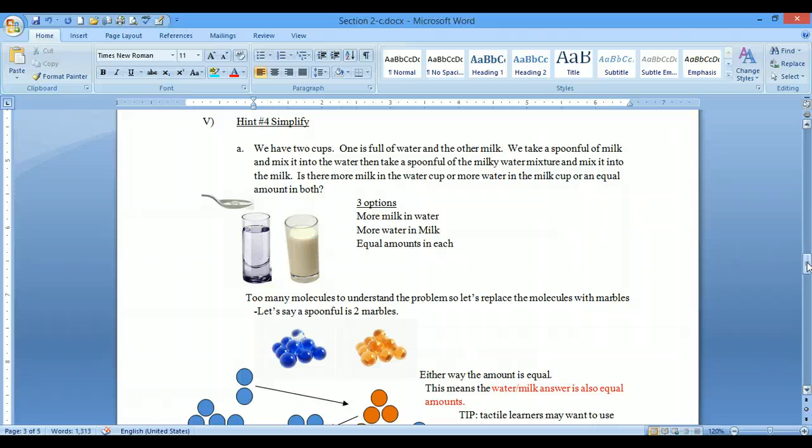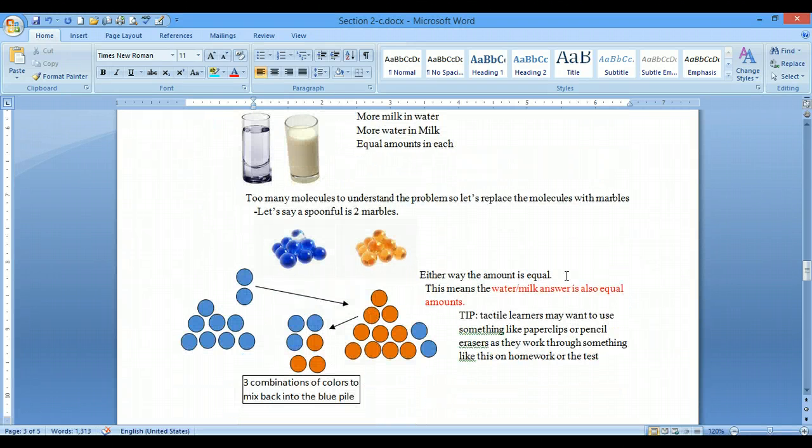So those are my 3 options. There's either more milk in the water, more water in the milk, or there's equal amounts. It's kind of hard to wrap your head around, so let's think of it in a simplified version and just use, let's say, marbles or dots or circles. So here I have my stack of blue marbles and my stack of orangey marbles, and we'll make this water and this milk.